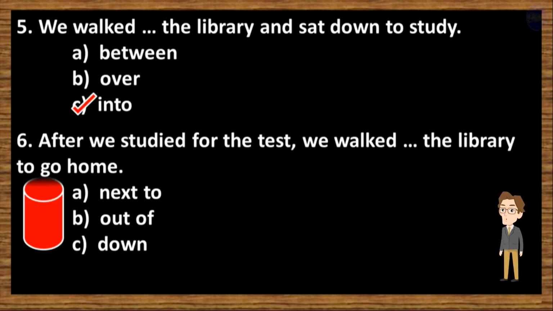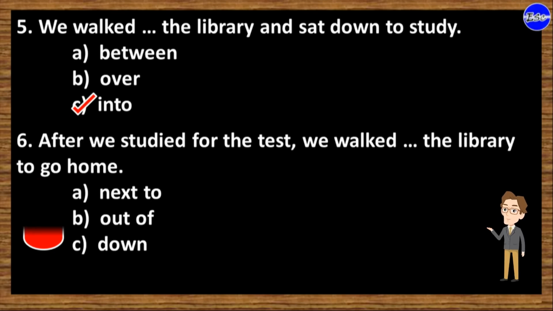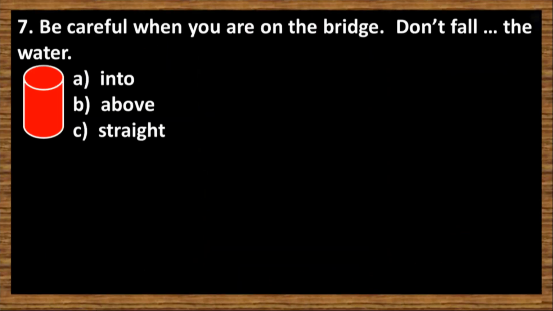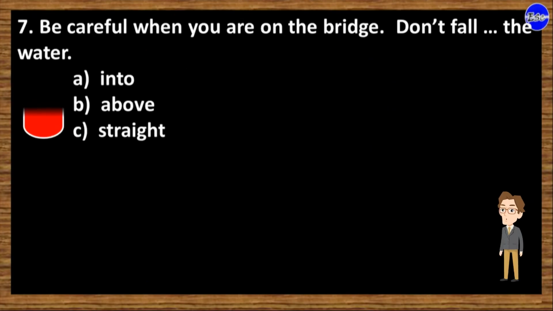6. After we studied for the test, we walked blank the library to go home. A. Next to. B. Out of. C. Down. 7. Be careful when you are on the bridge. Don't fall blank the water. A. Into. B. Above. C. Straight.